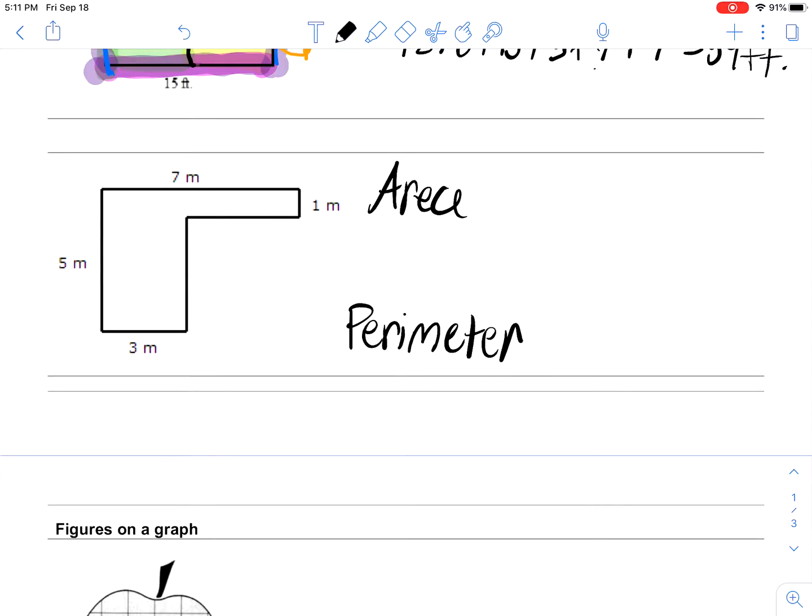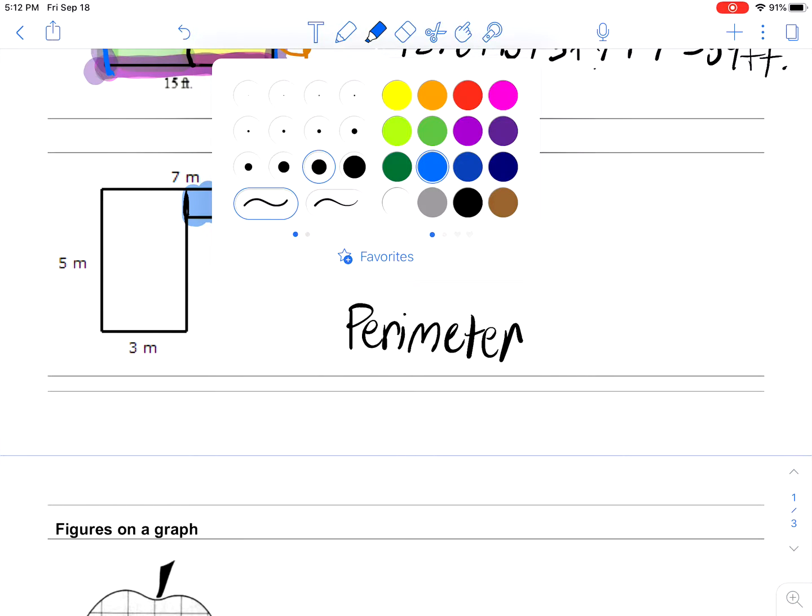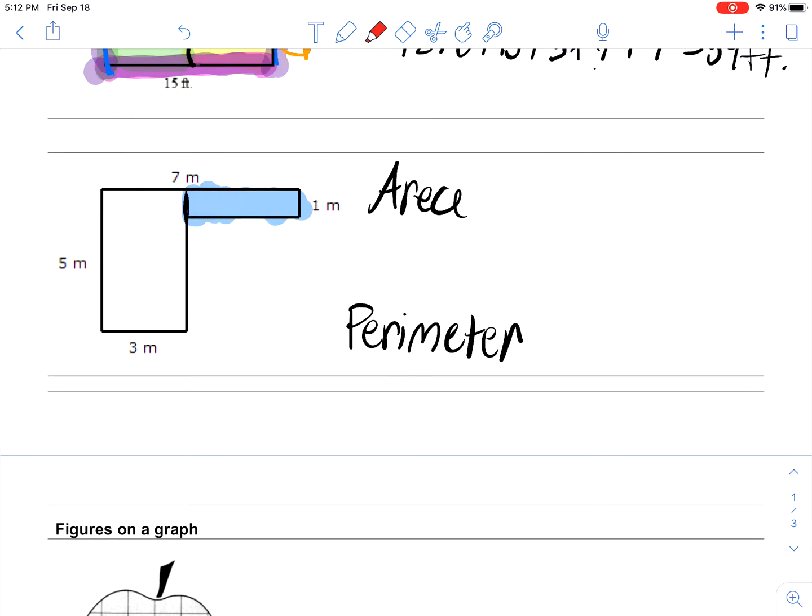Otherwise, I'm going to be solving it as well. But if you want to try to do it on your own, please do that now. Again, I'm going to split the shape here, and I'm going to shade each of the rectangles a different color, just to help me keep track of which one I'm talking about, especially for area. Okay?